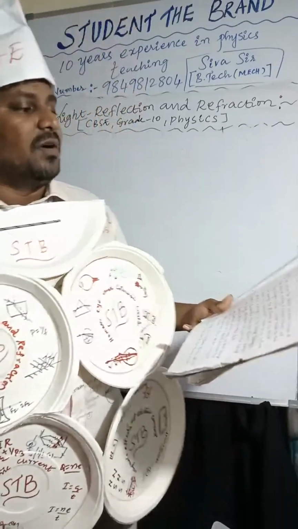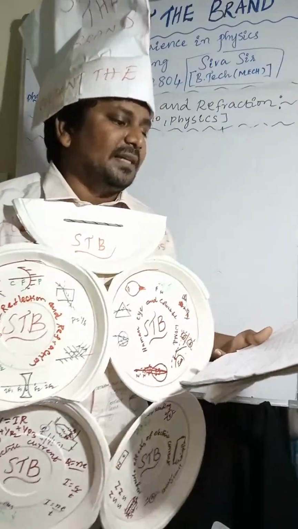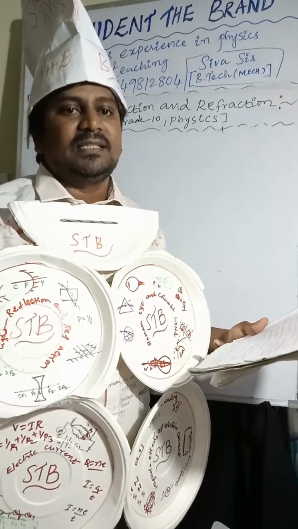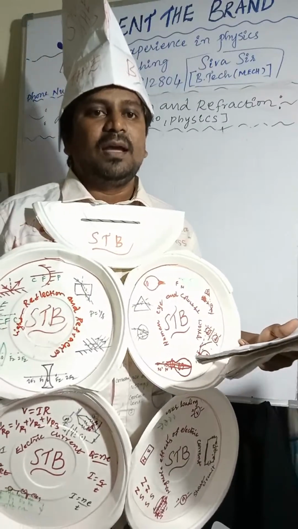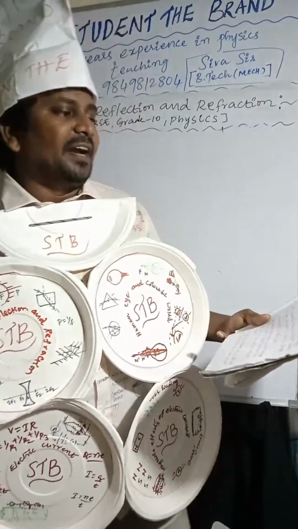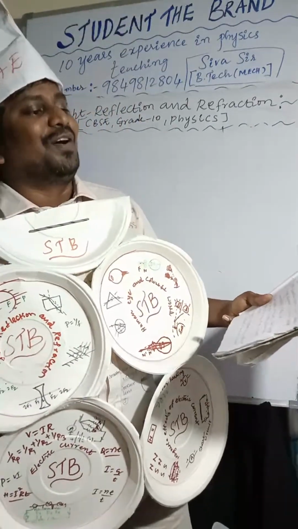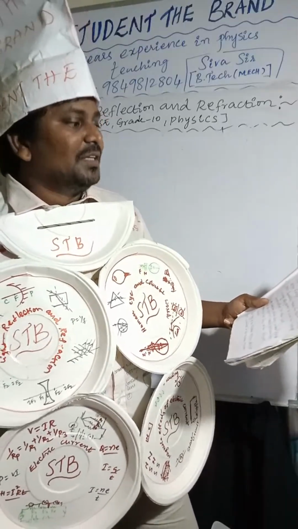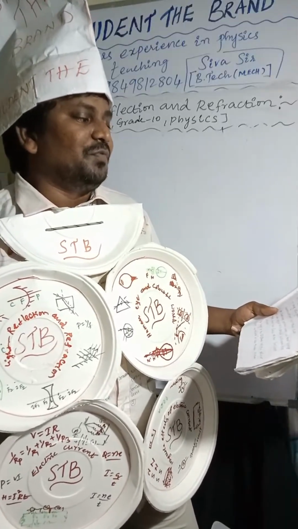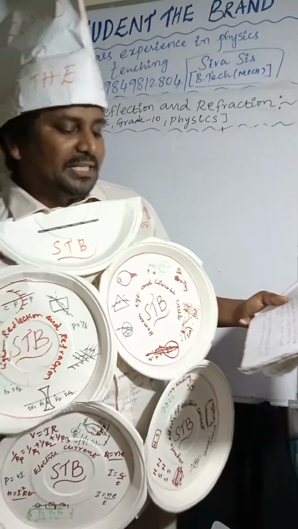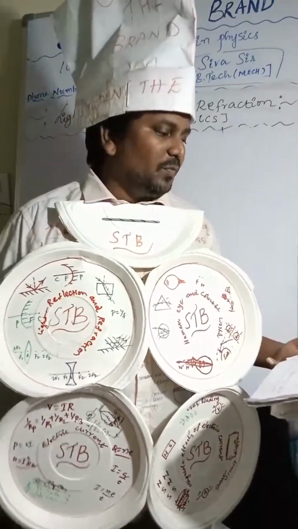Find the focal length of convex mirror whose radius of curvature is 32 centimeter. Radius of curvature is 32 given. R equal to 2f, f equal to r by 2, 32 by 2, 16 centimeter. Okay, next one.